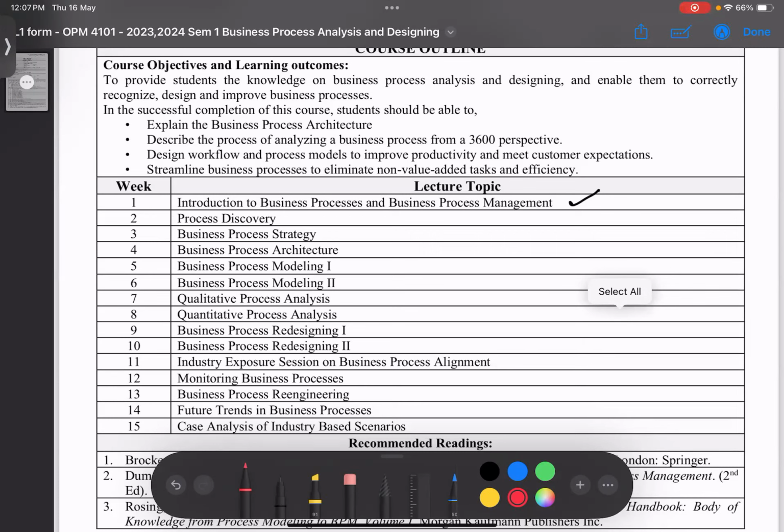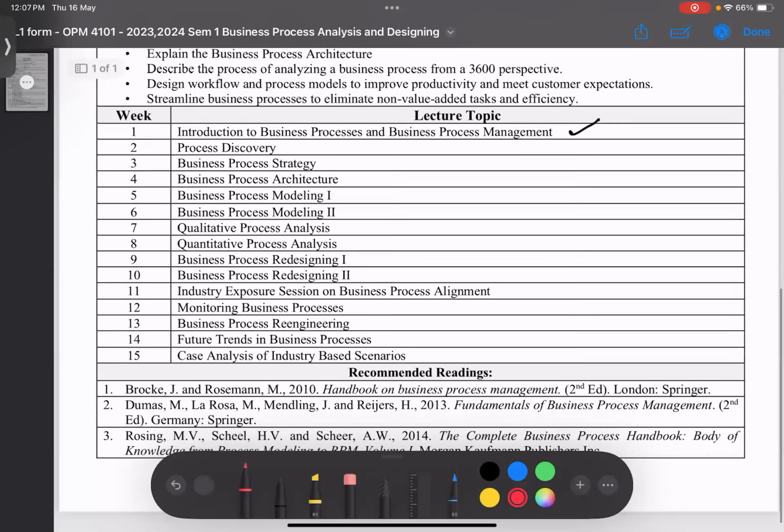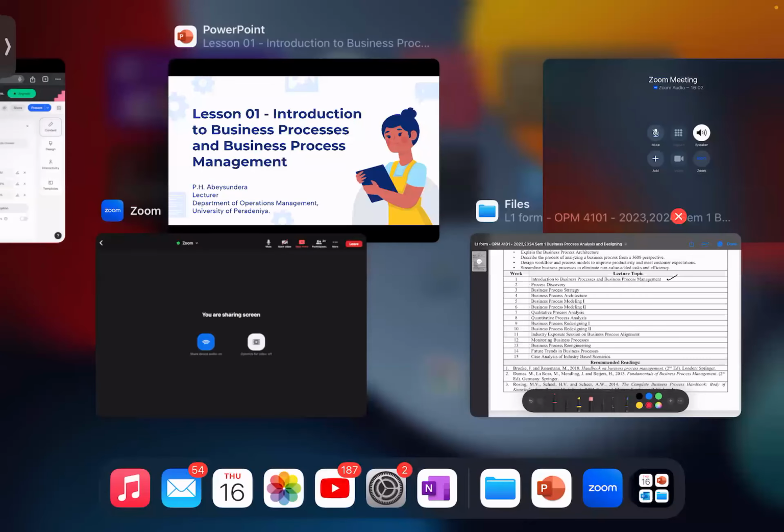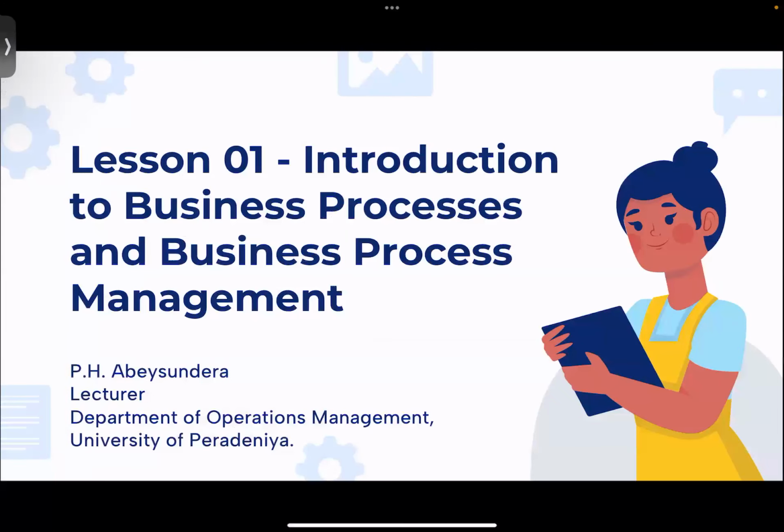Okay, so this is a rough schedule of the things that we are going to cover within this lesson, and the recommended readings are given. Some of the recommended readings are already uploaded to Moodle as well. I hope everyone is clear with regard to the L1 form and the things that we are going to cover within this lesson. So we'll start with the first lesson.